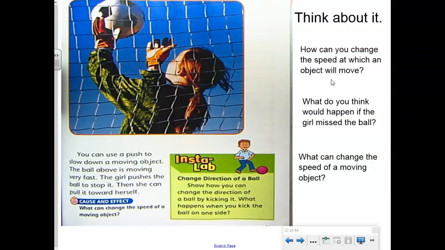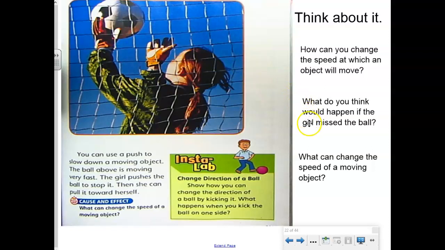All right, you have to apply force of some kind to make the object stop. So the girl applied two different kinds of force. She applied a push and then a pull to make the ball stop. So force can make things go into motion and force can cause things to stop.